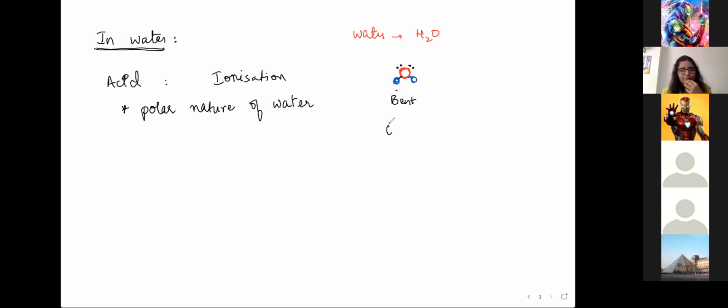It's 8, 2, and 6. Very nice. So oxygen's atomic number is 8. How are the electrons arranged? 2, 6. So of the 6 electrons, 2 electrons are bonding with hydrogen. So what are the remaining 4 electrons doing? They're just there, chilling over here. Okay, that's the reason it is bent.